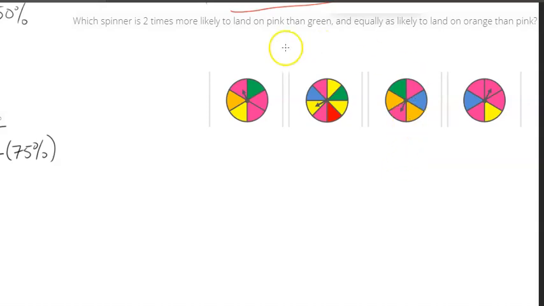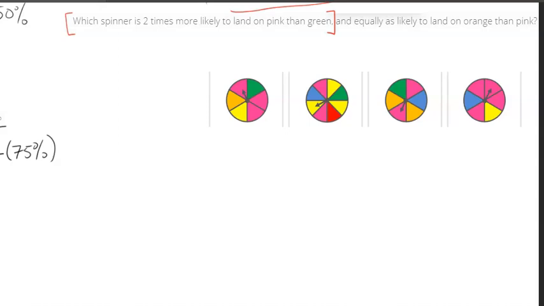And this question here: which spinner is 2 times more likely to land on pink than green, and equally as likely to land on orange than pink? All right, what is this saying? Let's look at the first part of the sentence here. Which spinner is 2 times more likely to land on pink than green?